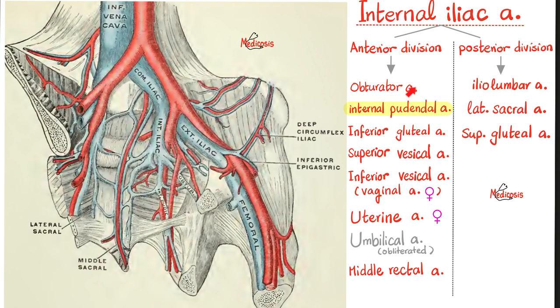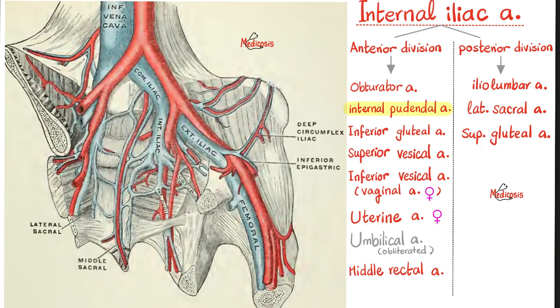The anterior division will give us obturator artery, which will enter the obturator canal in the obturator foramen, just above the obturator membrane that floors the obturator foramen. Internal pudendal artery, which is gonna accompany and follow the pudendal nerve inside the pudendal canal, which is below the levator ani muscle. Inferior gluteal artery for your inferior glutes. How about the superior gluteal artery? Oh, this came from the posterior division from the same internal iliac artery.